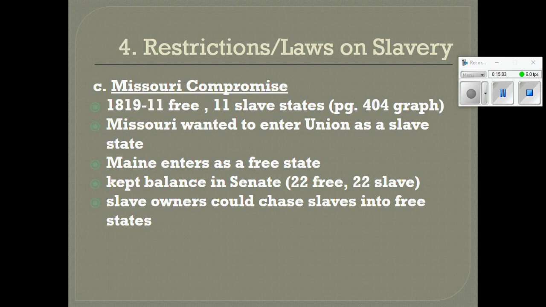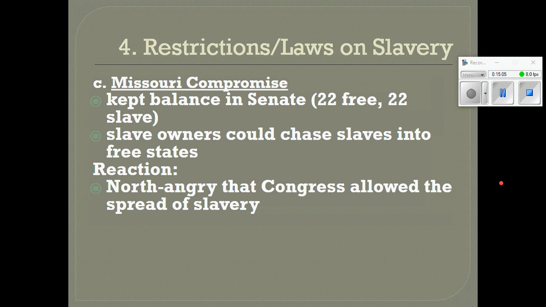Obviously, this is going to appease the South, but the North is pretty angry because they feel that Congress, through this Missouri Compromise, is allowing the spread of slavery. First of all, by allowing Missouri to come in as a slave state, and secondly, by allowing these southern states to come in with their rules into places like Ohio, which does not have slavery, and capture a person even though they're in a free territory. So this is going to be very controversial between the states. It will actually be a pressing issue as we muddle our way towards the Civil War.